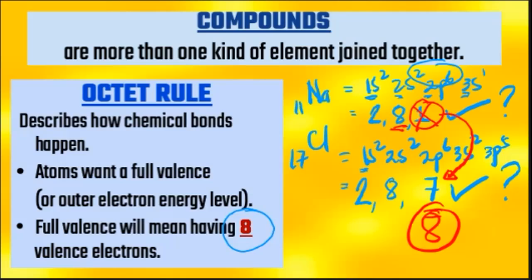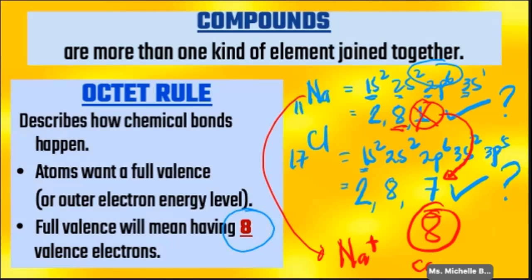If the atom gives up an electron, it becomes an ion. And this becomes Na positive 1. This is a cation. It means it gives up an electron.